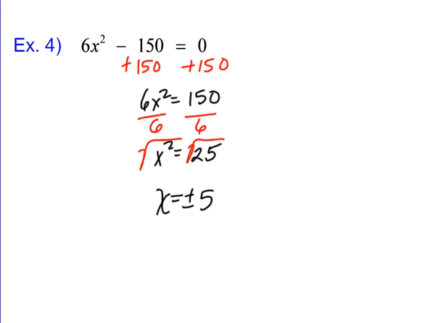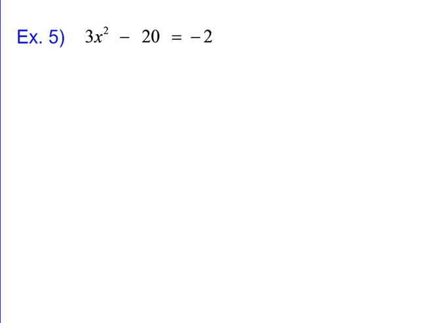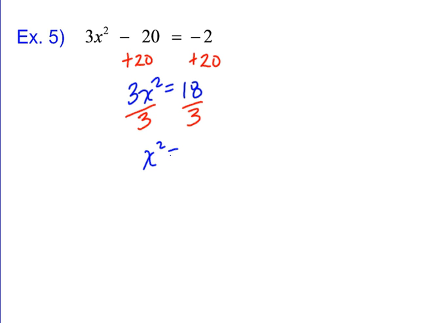A couple more examples for us to look through. This next one, 3x squared minus 20 equals -2. We're going to start out by adding 20 to both sides so that we can try and isolate that variable of x squared. Then we're going to get 3x squared equals 18. Then we're going to divide both sides by 3. X squared equals 18 divided by 3, which is 6. And then we're going to take the square root of both sides, and we're going to get x equals plus or minus the square root of 6.